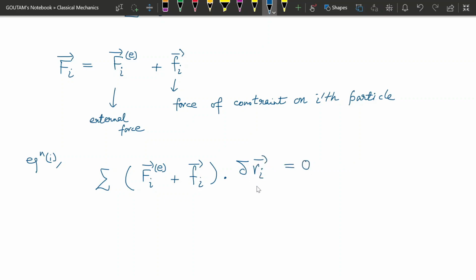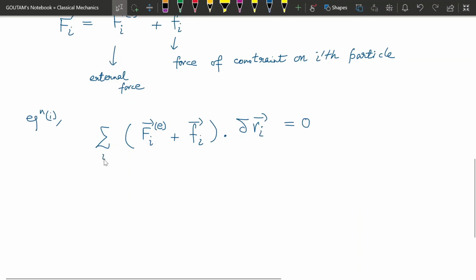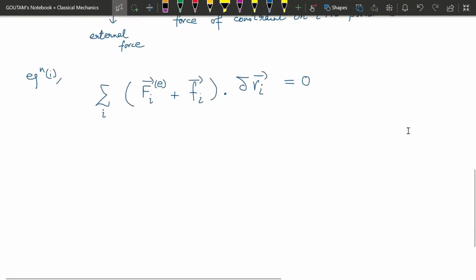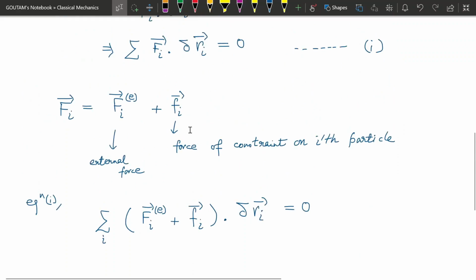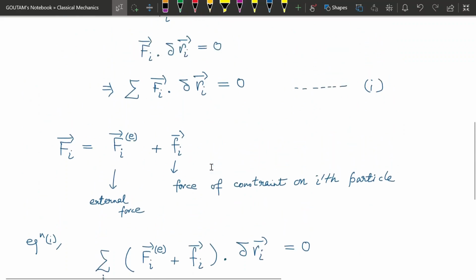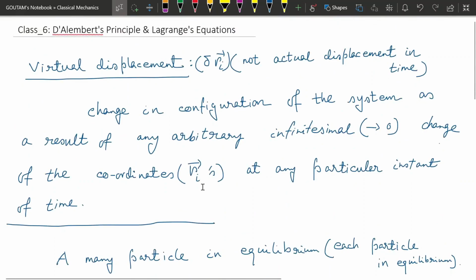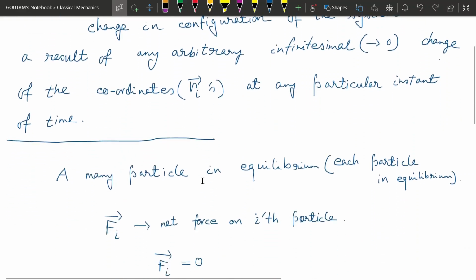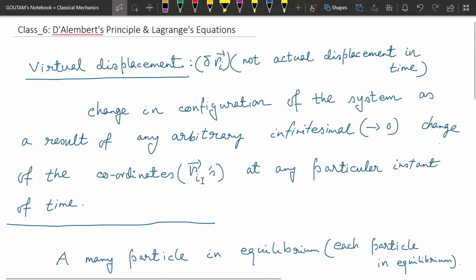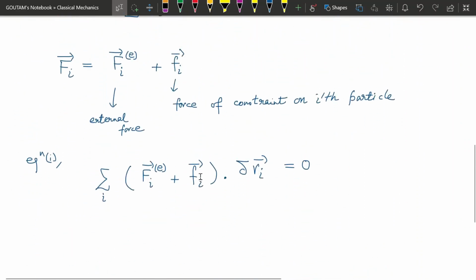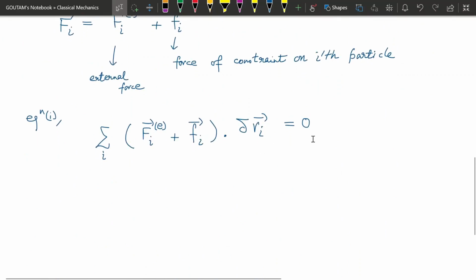This delta ri, these are not actual displacements, these are the virtual displacements. And remember, we have the forces of constraint. So in the system there are constraints. Under that condition, all the ri's are not independent, they are not generalized coordinates. If we have n number of particles, we are talking about 3n coordinates, that is what ri defines. So ri is not generalized coordinates, and in that case the ri's will not be independent.